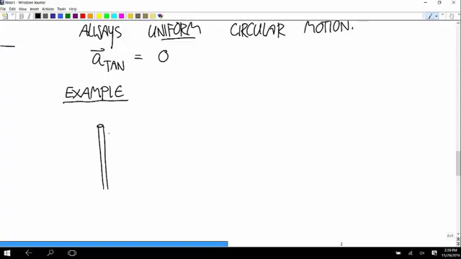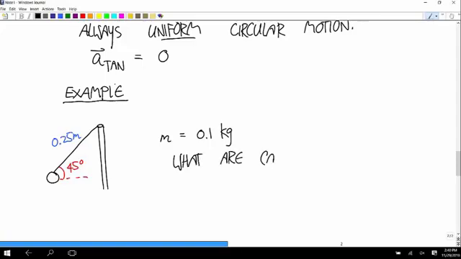Okay, so let's say that we have a mass hanging from a cable, and the angle between the string and the horizontal is 45 degrees. And let's say that the length of the cable is 0.25 meters. And the mass of the ball is 1 kilogram. And we want to know two things. What are the cable tension and the speed of the ball?